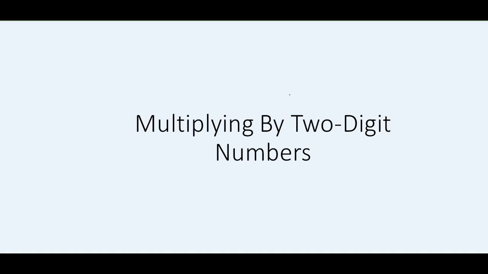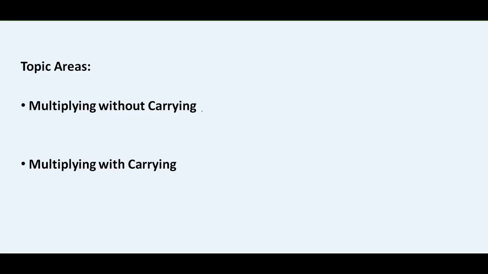Now we're going to learn how to multiply by two-digit numbers. We're going to look at examples where we multiply without carrying and examples where we multiply with carrying.